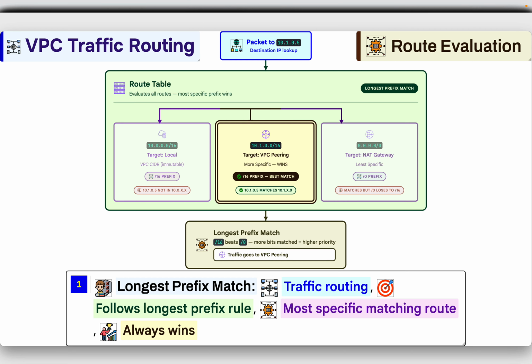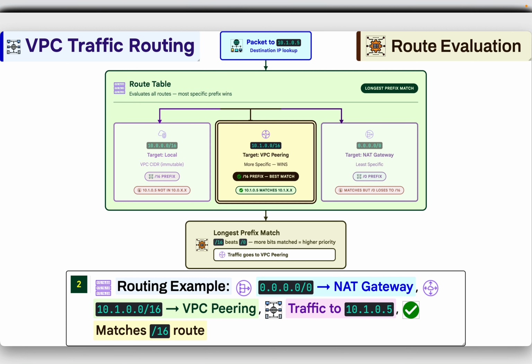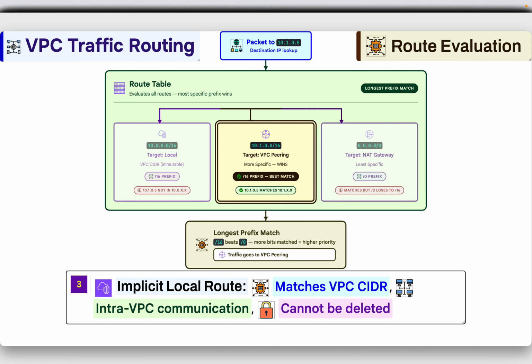So traffic routing in a VPC follows the longest prefix rule. The most specific matching route always wins. In this example, as I talked about, 0.0.0.0/0 routes to the NAT gateway and 10.1.0.0/16 routes to VPC peering. Traffic to 10.1.0.5 matches the /16 route because it is more specific than the /0 route. The implicit local route matches the VPC CIDR and is used for intra-VPC, meaning within-VPC, communication. It cannot be deleted or modified. So within a VPC, all traffic is allowed.